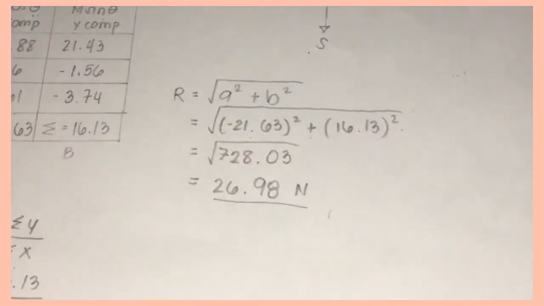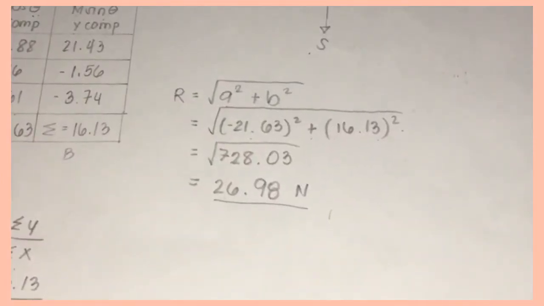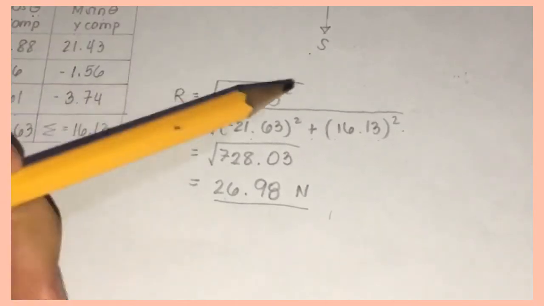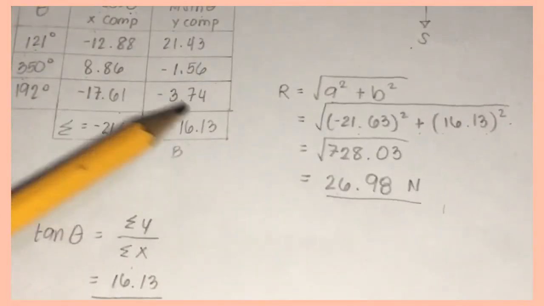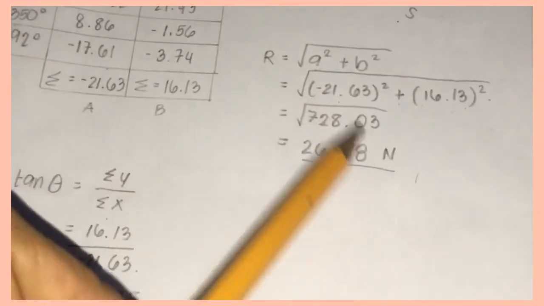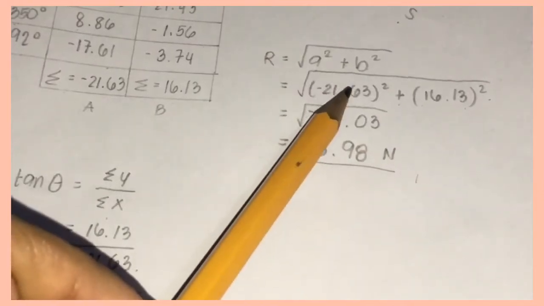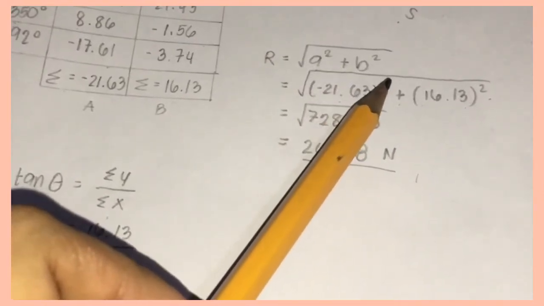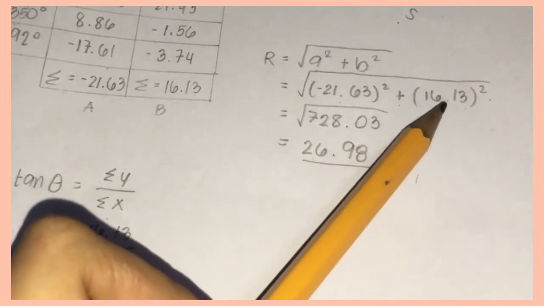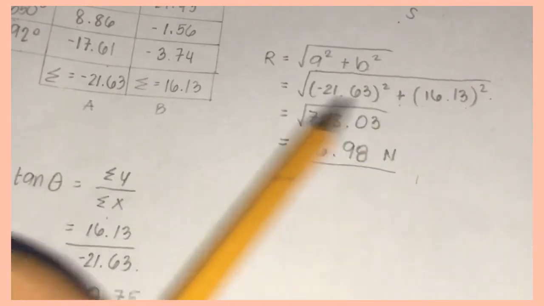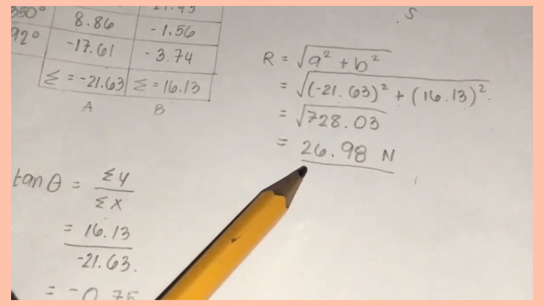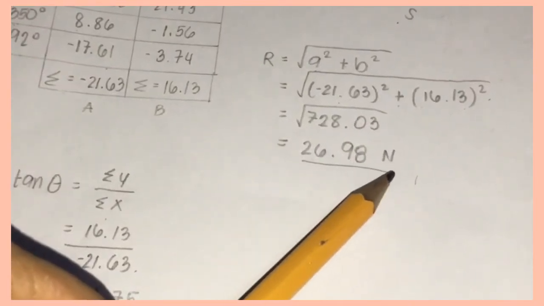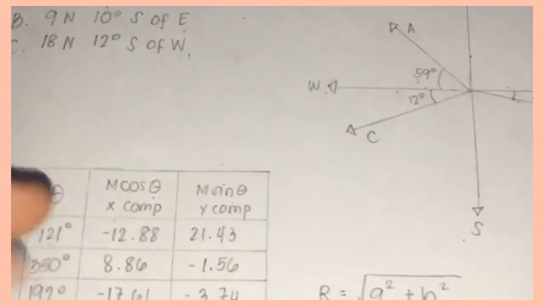Now we are going to find your resultant. The formula for your resultant is the square root of a squared plus b squared. This is your A and this is your B, which is why we have the square root of negative 21.63 squared plus 16.13 squared. We have the square root of 728.03, and your final resultant will be 26.98 Newton. Newton because that's the one that's given.